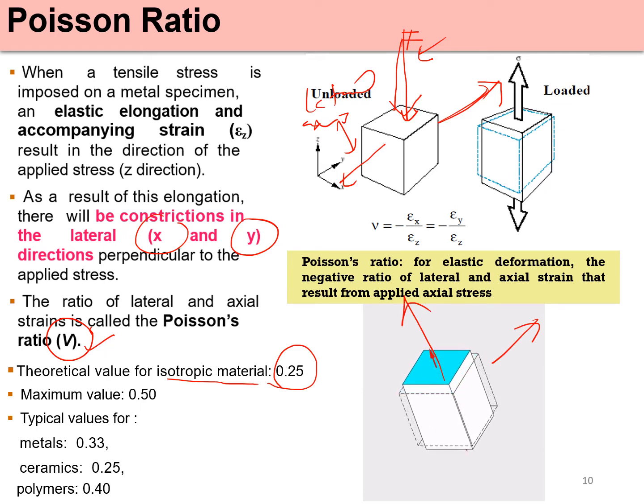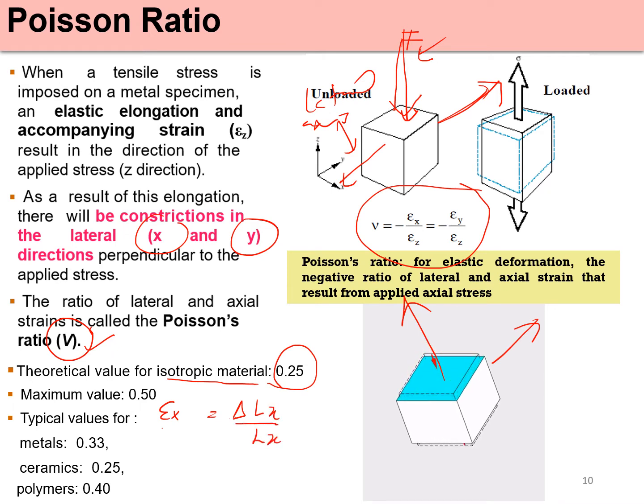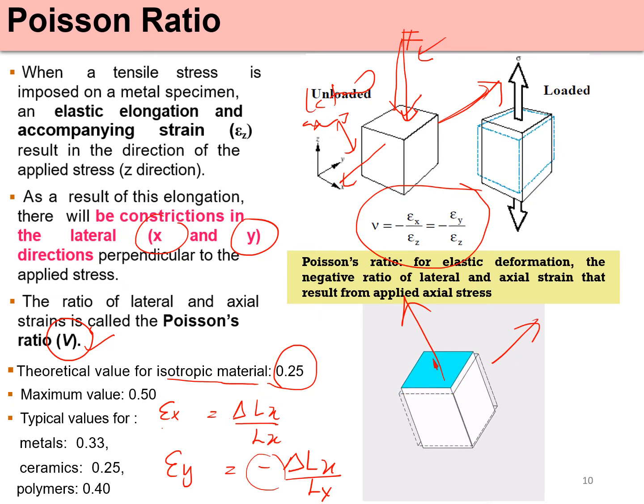In this case, this is the formula that is given. We know, for example, that the strain at the x-axis is equal to the change in length at the x-axis divided by the length at the x-axis. The strain at the y-axis is equivalent to the negative change in length divided by the length at the y-axis. The negative shows it is in contraction, meaning it's in compression. The sign will be negative.